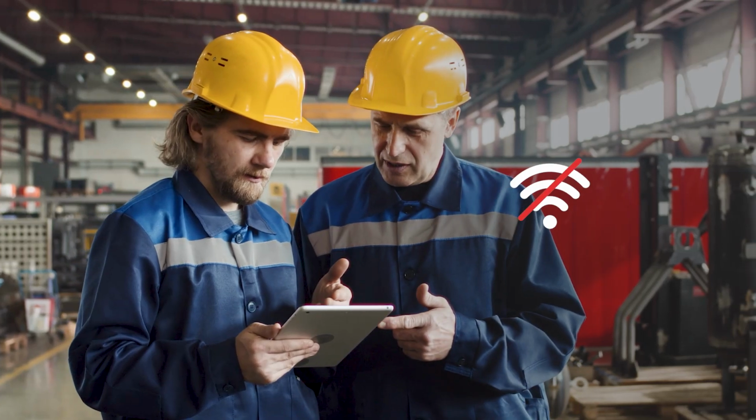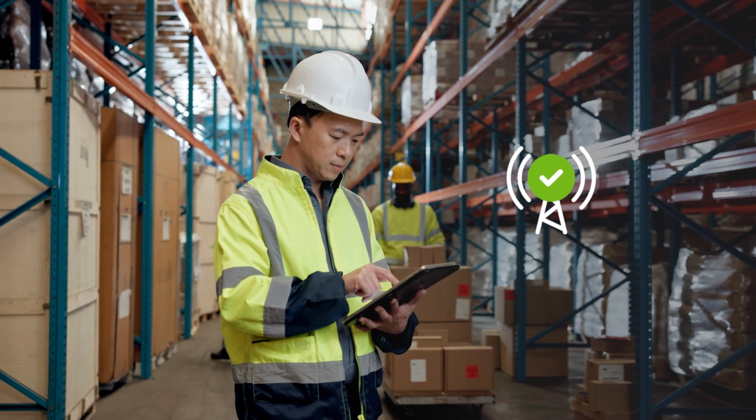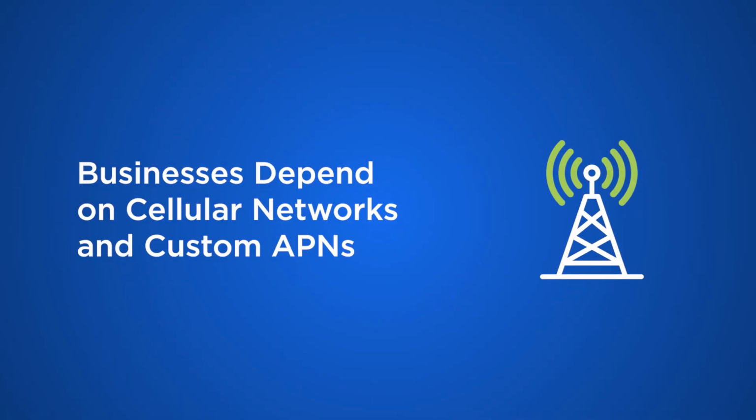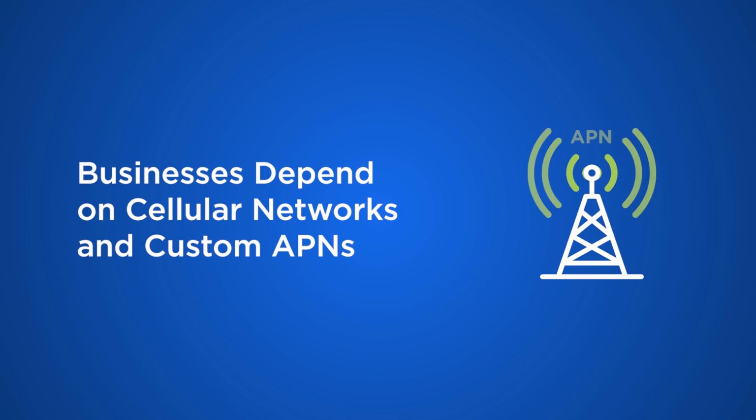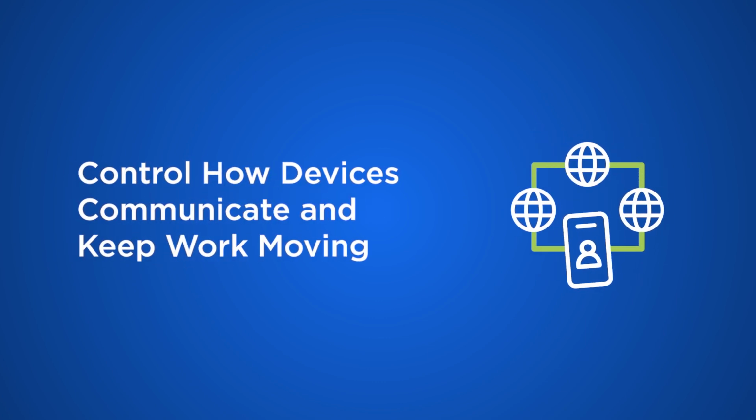What happens when your Apple devices can't use Wi-Fi but still need secure and reliable connectivity? When Wi-Fi isn't available, businesses depend on cellular networks and custom access point names, or APNs, to control how devices communicate and keep work moving.